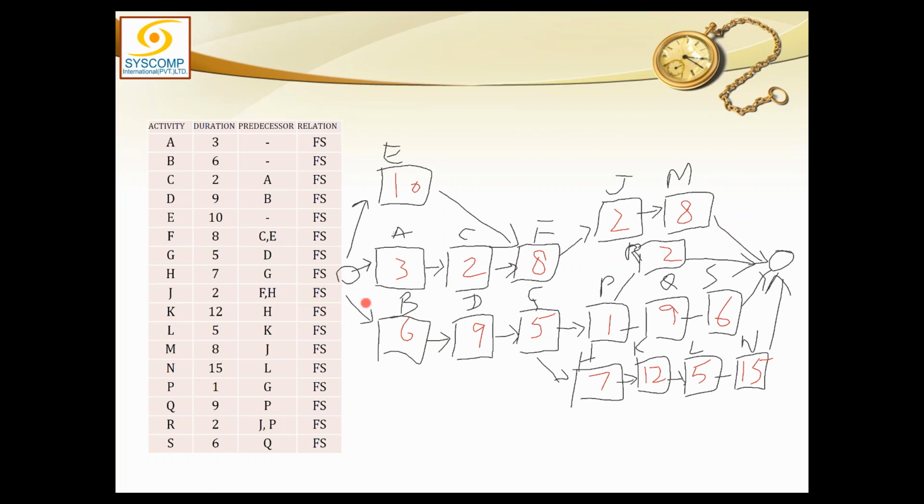Then we can go on this path B, D, G, P, R. Let us go on the next path B, D, G, P, Q, S. And our last path is B, D, G, H, K, L, N.